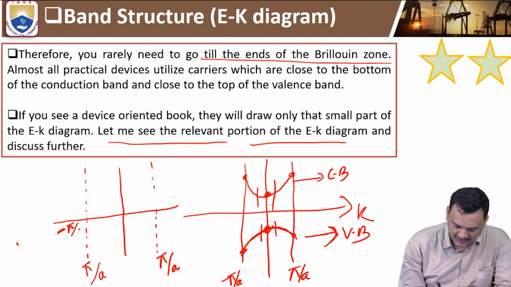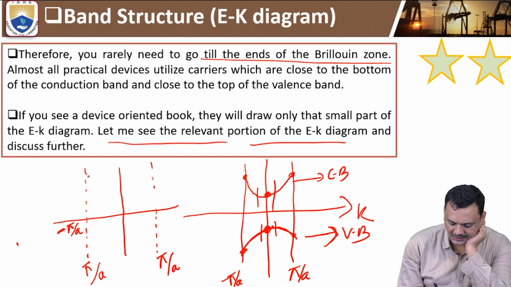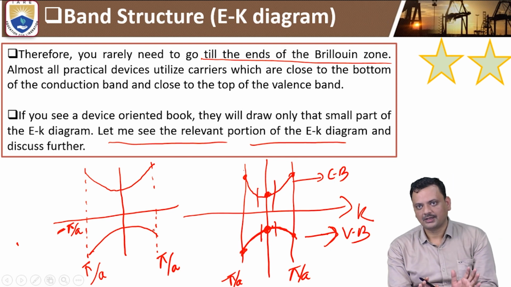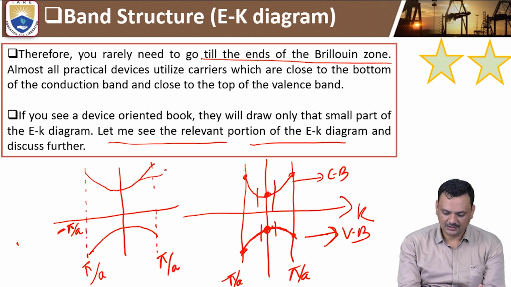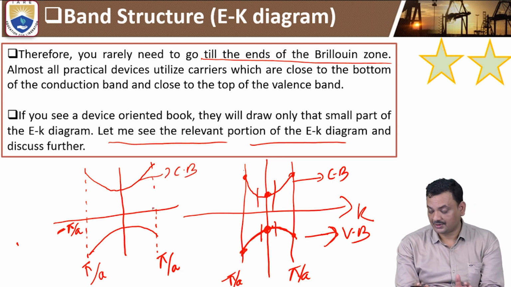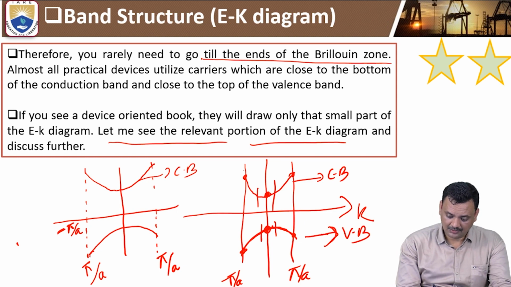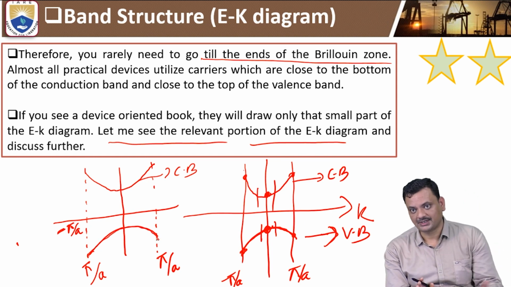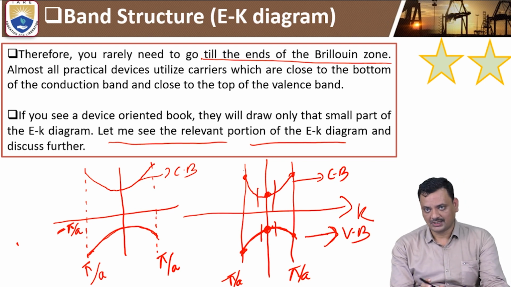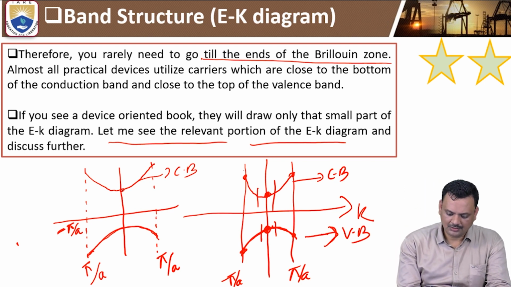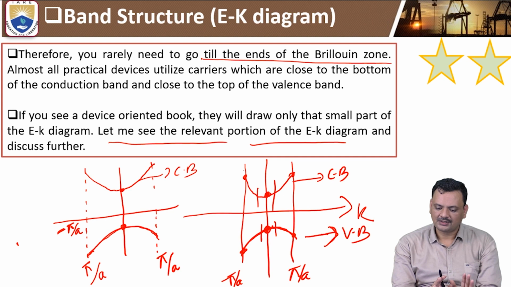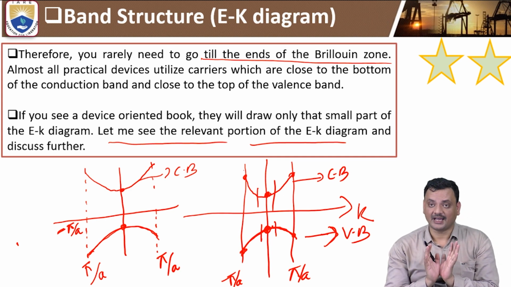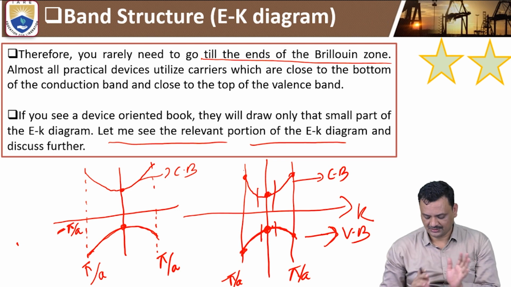This is minus pi by a. So what is the relevant diagram? Nothing but this only. One portion of conduction band which is in between the first Brillouin zone, and one portion of valence band which is in between the first Brillouin zone region. So this is your bottom of conduction band, this is your top of valence band. So that is the relevant portion of any EK diagram only, for device application.